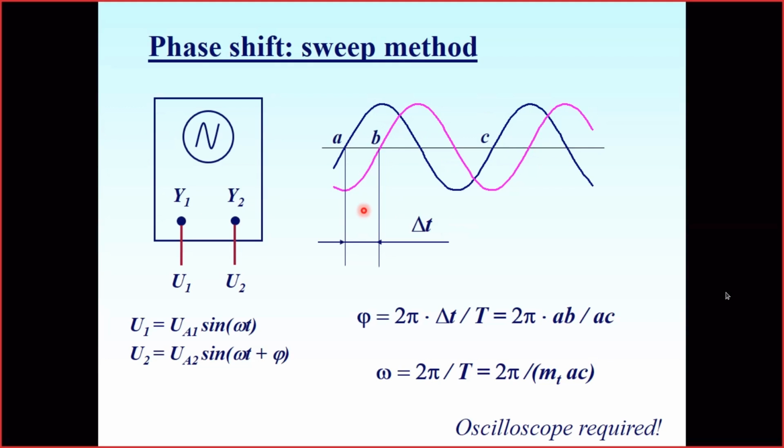This method is not very accurate, because we couldn't very accurately define these crossing points or maximum points. It's because of the limited resolution of the picture on the screen, because we always have some width of the line on the screen, and we couldn't measure this distance more accurately than the width of the line. So this is a very simple method, but quite inaccurate.